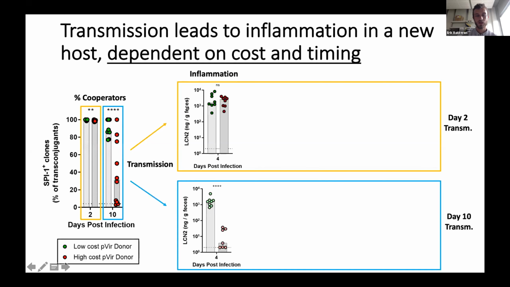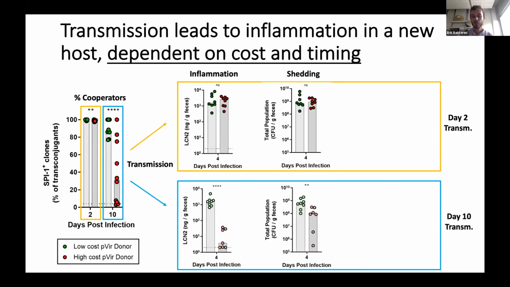This is in contrast to when you do this on day 10, because on day 10 you have more virulent clones with the low-cost plasmid. This leads to inflammation. In the high-cost variant, you have a large amount of cheaters compared to cooperators, and this doesn't lead to disease. Since this has implications on shedding, if you look at the total population in the feces, you start to see that it drops when you have a majority of cheaters in the population, in contrast to cooperators.